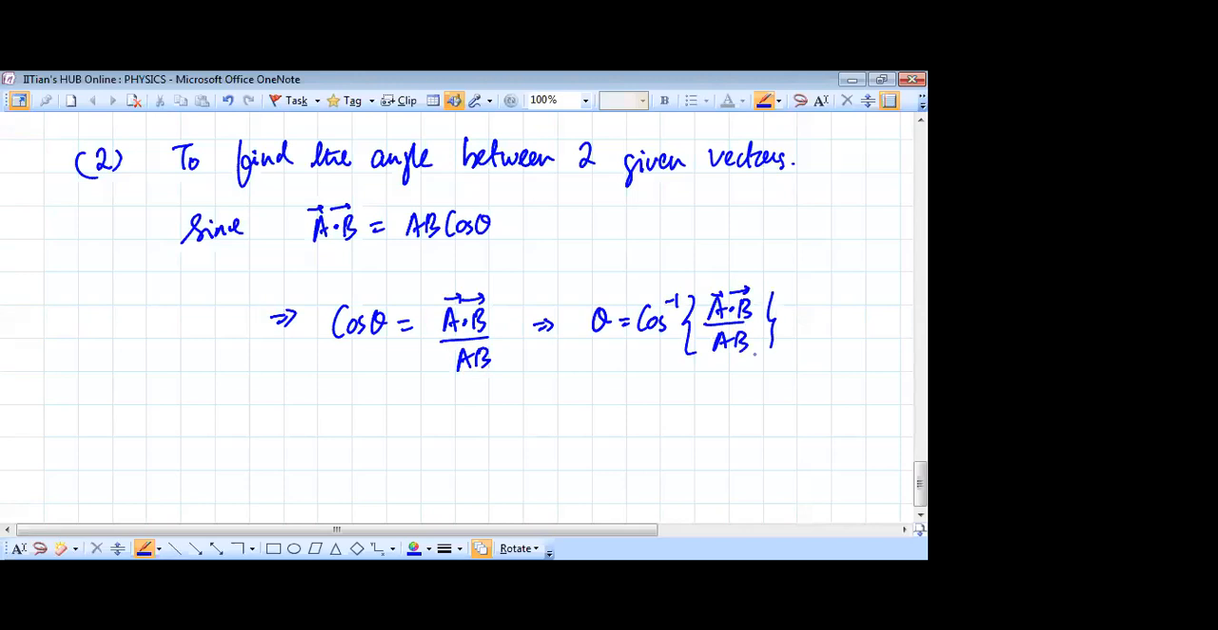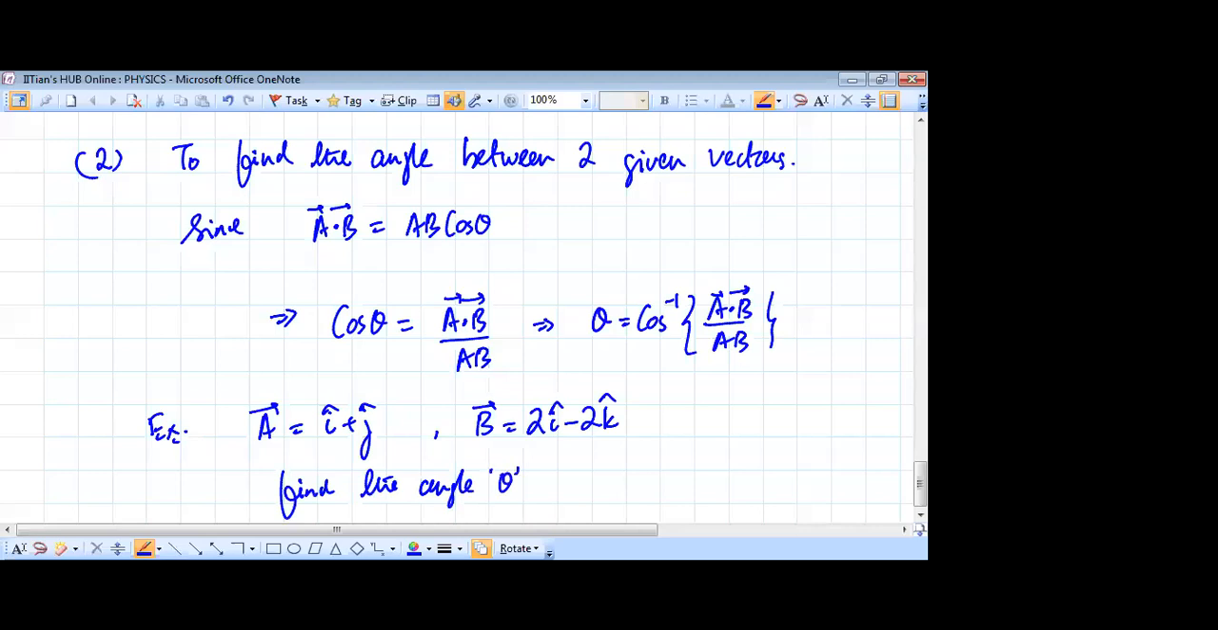divided by AB. So for example, I have a vector A which is, suppose, i cap plus j cap, and I have a vector B which is 2i cap minus 2k cap. Okay, now I say find the angle theta between vector A and B. Okay.